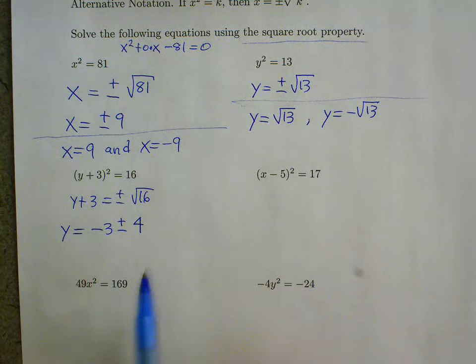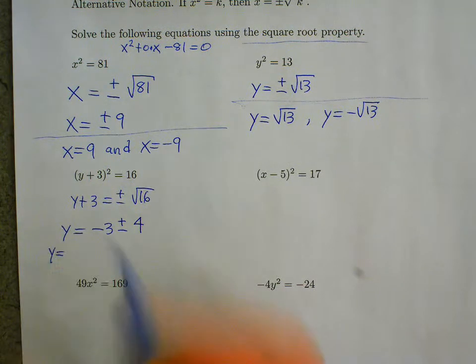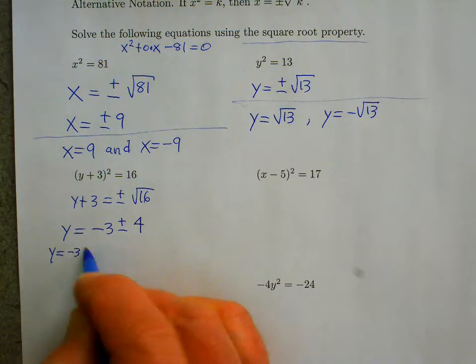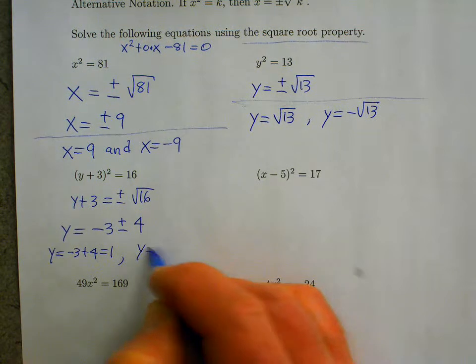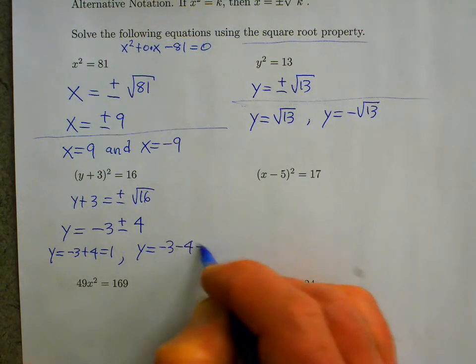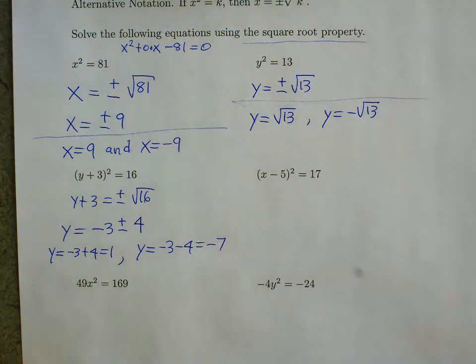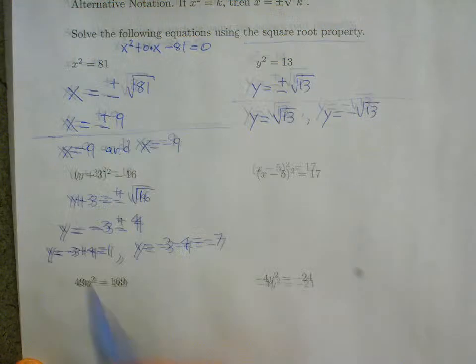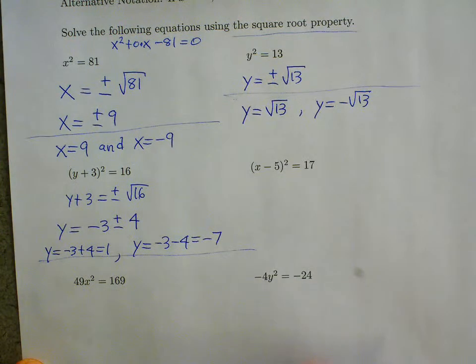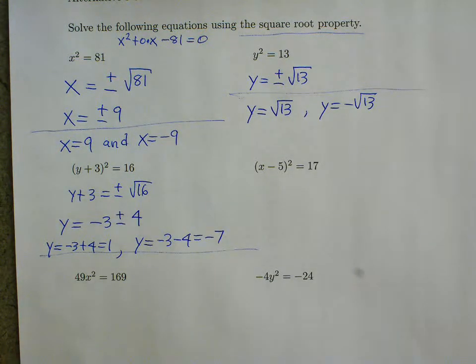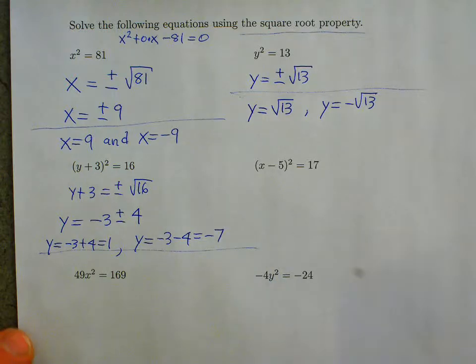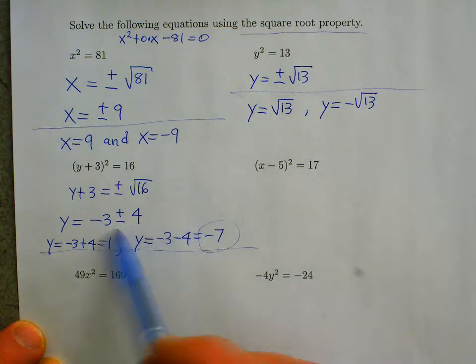But we can simplify further because in one case, y is -3 plus 4 or +1. And in the second case, y equals -3 minus 4 or -7. So -7 and +1 are the two solutions. And as always, if you want, you can check your solutions in the original equation.